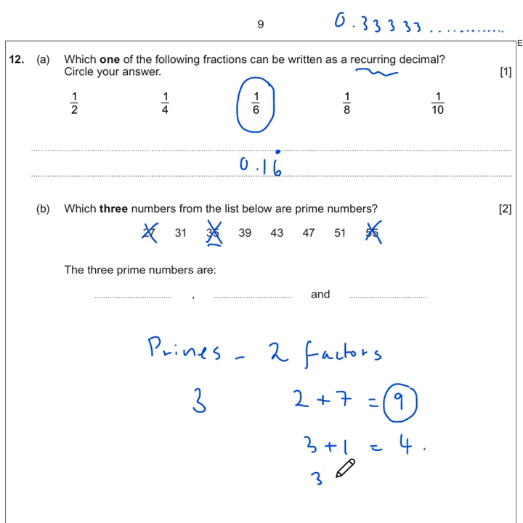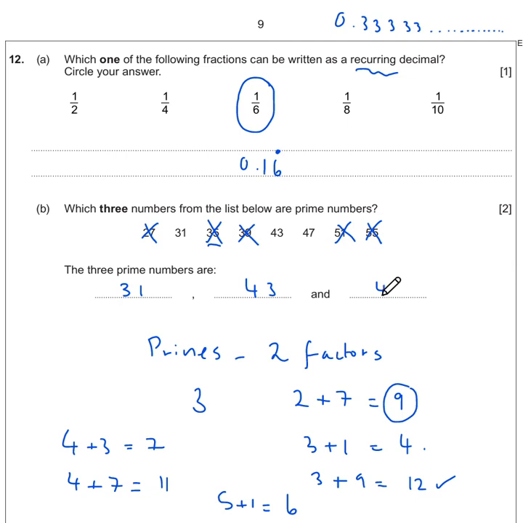Let's do the same for 39. So 3 plus 9 gives us 12, doesn't it? That divides by 3. So we know 39 divides by 3. And let's go over here. 4 plus 3 is 7. Doesn't divide by 3, so that can stay on our list for now. 47, that gives us 11. Doesn't divide by 3. 51, so 5 plus 1 gives us 6. We know that divides by 3. So I'm left with 3 numbers. They must be my prime numbers. Always worth having a look over your prime numbers before you sit an exam. It's a topic that often will appear.